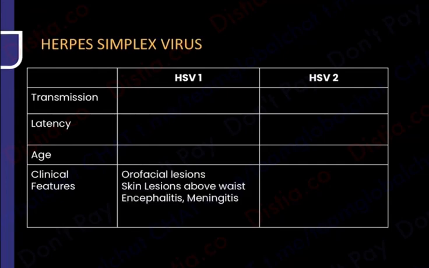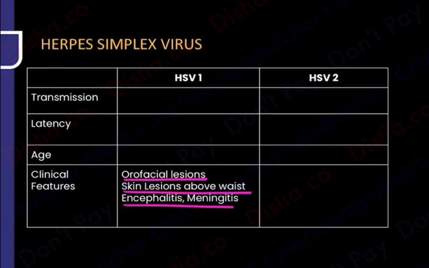Above the waist, whenever they say there is an orofacial lesion, something to do with herpes labialis or gingivostomatitis, anything to do with the face, it is HSV1. When they say any kind of skin lesion above the waist, HSV1. Brain, of course, is much above the waist. So, of course, HSV1. Encephalitis, meningitis, these are all HSV1.